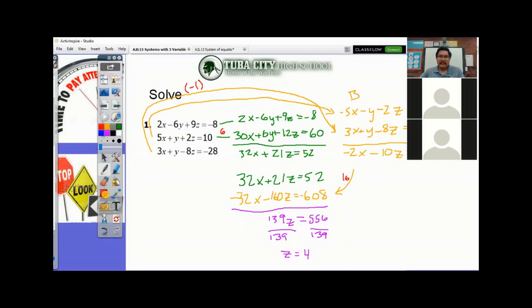All right, now we have one of them. We're going to need to go back and find a different one. So we're going to have to pick one of these now, either what we call our equation A or equation B, plug it in and see what we get for z equals 4. So in this case, I'm going to go ahead and use this one just because it's right there. Negative 2x minus 10z, which is 4.